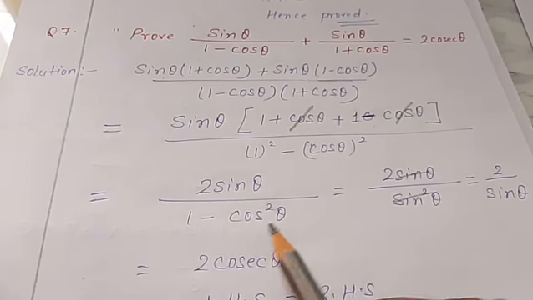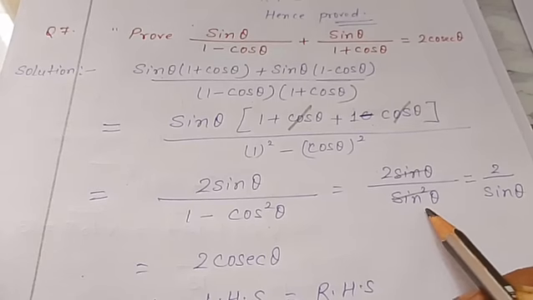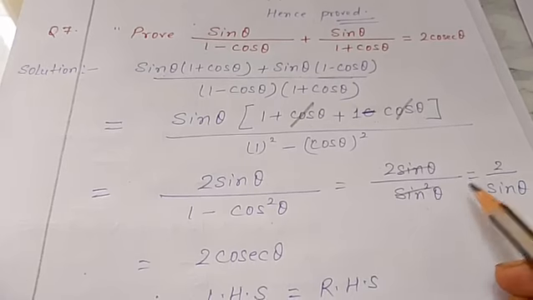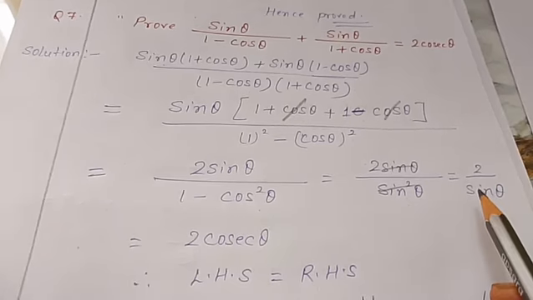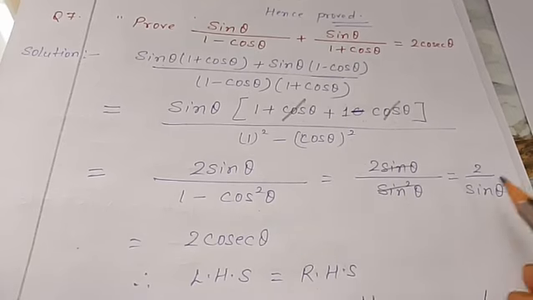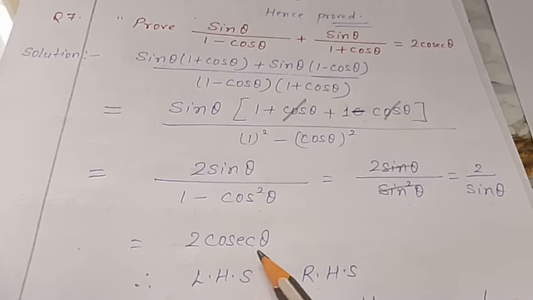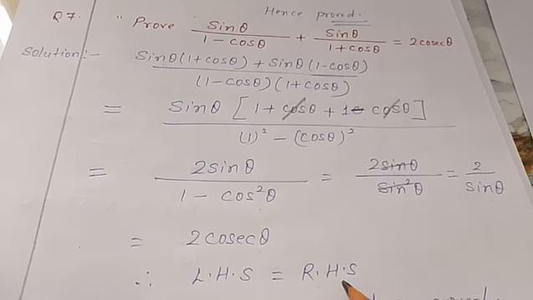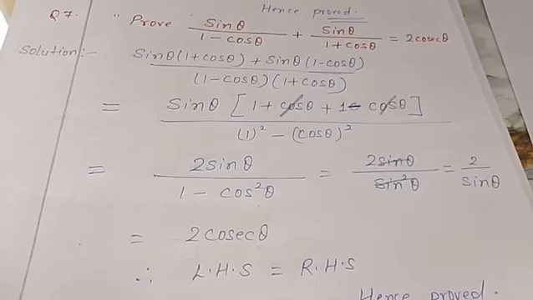We know that 1 minus cos square theta is equal to sin square theta. Sin theta cancels, leaving 2 upon sin theta. Using the reciprocal identity, cosec theta is equal to 1 upon sin theta. So we get 2 cosec theta. This is equal to the right hand side of the original equation, hence proved.